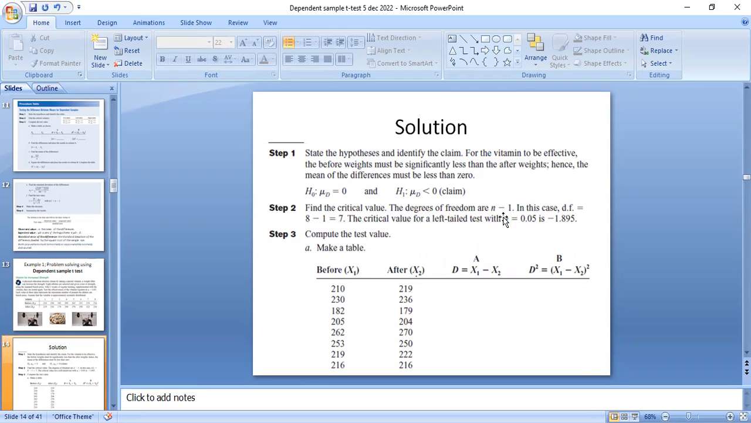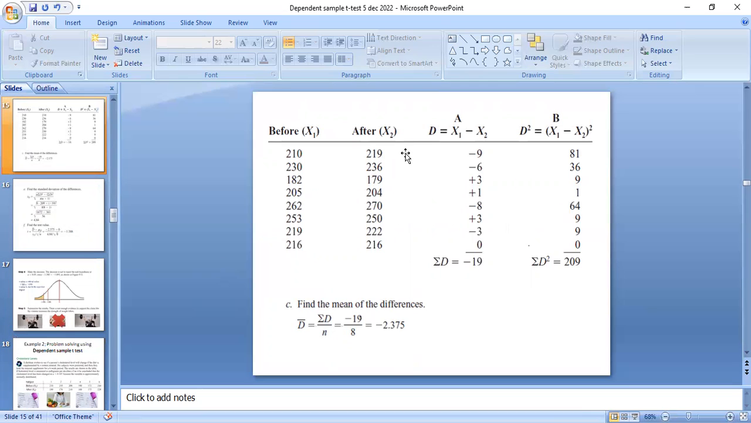This value is taken from the table of critical values for the t-test. It is found using three things. First, the tail of the test. Second, we need the degree of freedom, and third, we need the alpha value or the level of significance. Then we will compute the test value.